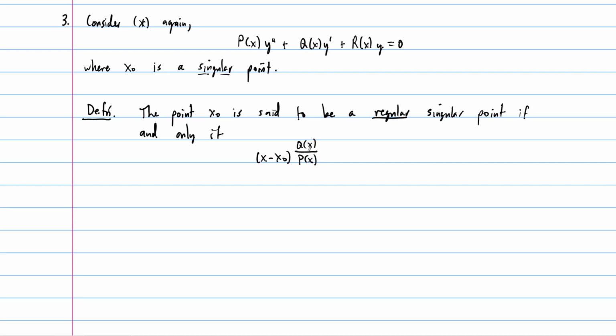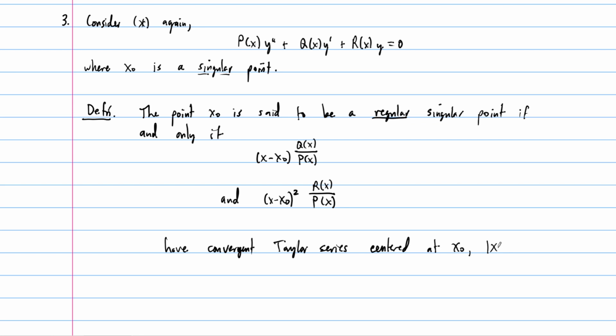This is sometimes called the function little p of x. And similarly, (x minus x naught) squared times the rational function r of x over p of x, if and only if these functions have convergent Taylor series centered at x naught. Meaning that we have some interval |x minus x naught| less than rho, where rho is a positive radius of convergence, where these two functions have convergent power series.